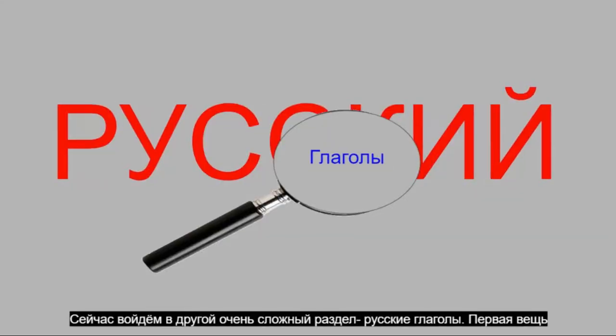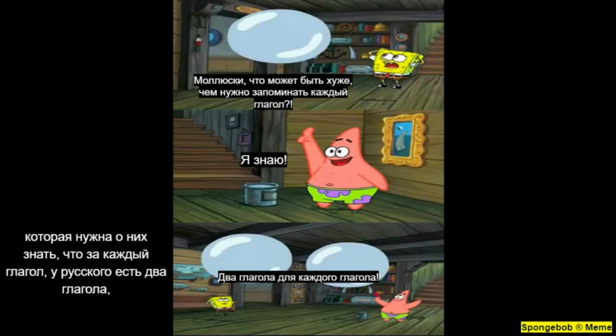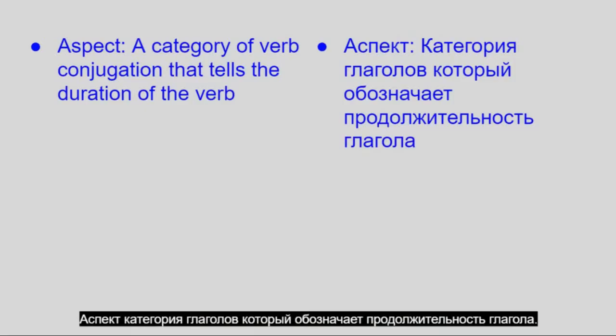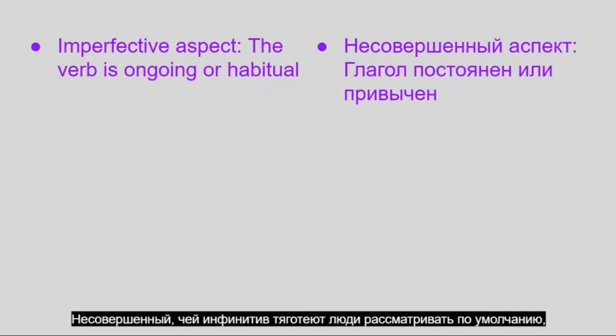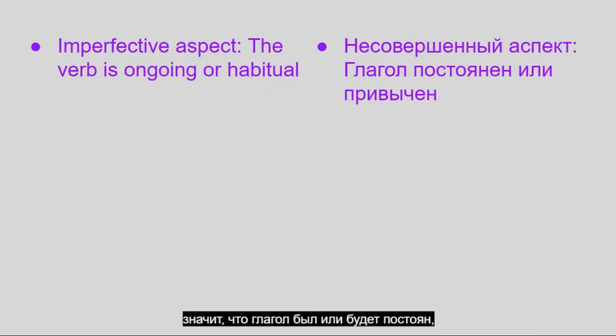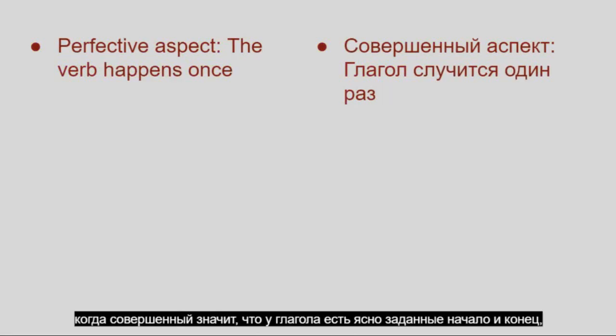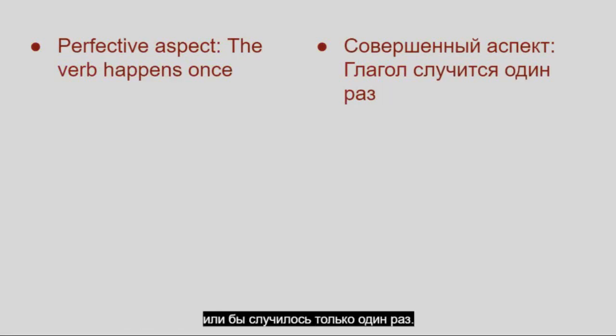Now we go into another super complicated section, Russian verbs. The first thing you need to know about them is that for every verb, Russian has two verbs which represent different aspects. Aspect is a category of verb conjugation that tells the duration of the verb. The two aspects that Russian has are imperfective and perfective. Imperfective, whose infinitive people tend to consider the default, means that the verb is, was, or will be ongoing or habitual, while perfective means that a verb has a clearly defined start and end, or would just happen once.